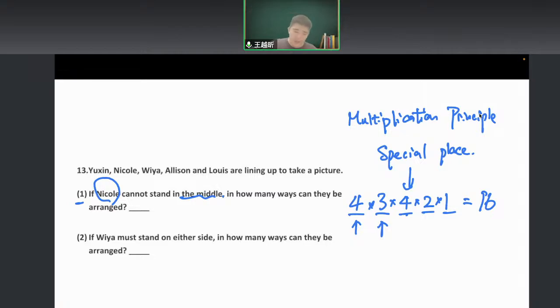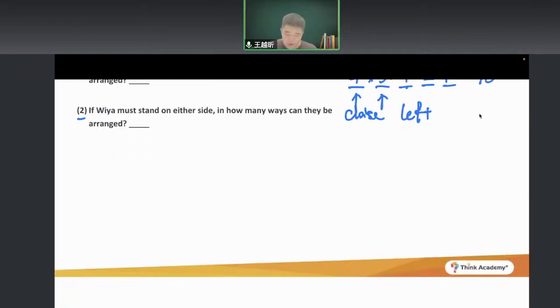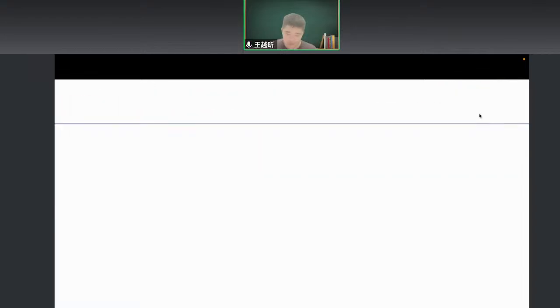Okay, so the second one is very similar. You need to think about how many choices you have left. Choice left. Someone has already stood in another position. Yes, okay? All right, so move on to this question.